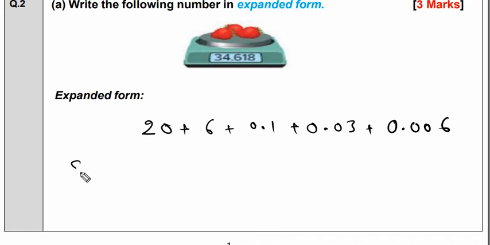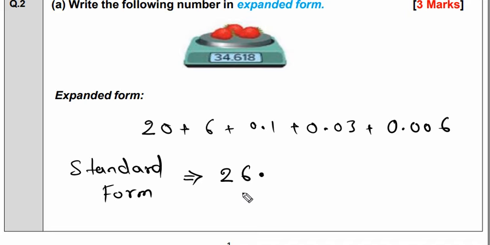If I ask you to write the standard form, how will you solve it? Pause the video and see if you can write the answer. Okay, so how will we do it? 20 plus 6 is 26.136. Okay, this is tenths place, hundredths place, and thousandths place. This is your standard form.